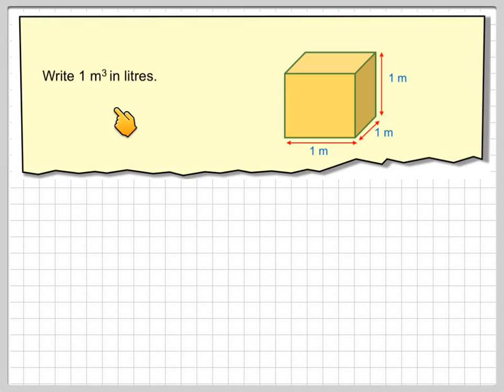Write 1 meter cubed in litres. So here we've got a diagram which is 1 meter cubed. It's 1 meter by 1 meter by 1 meter.